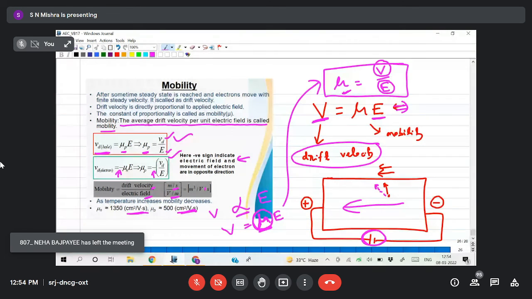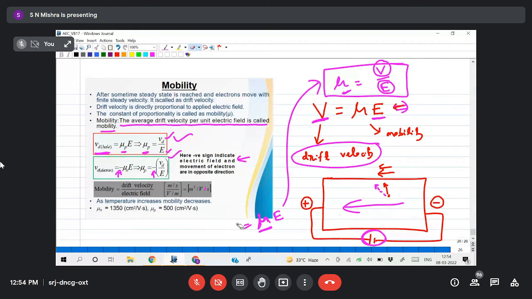In general, mu n for electron is 1350, and for hole it is 500 centimeter square per volt into second. Okay, that is for silicon. But if you consider any other material in the exam, you'll find different materials, and that data will be given in the question. But at room temperature for silicon, it is 1350 for electron or 500 for hole.